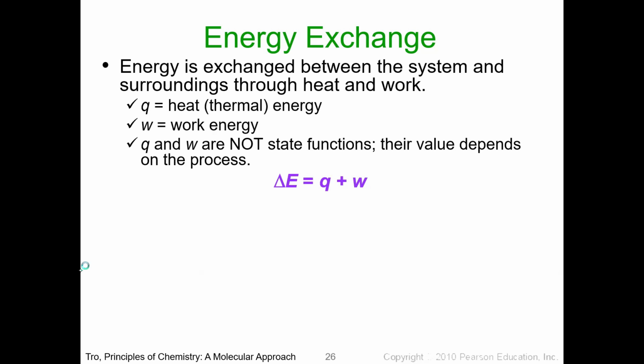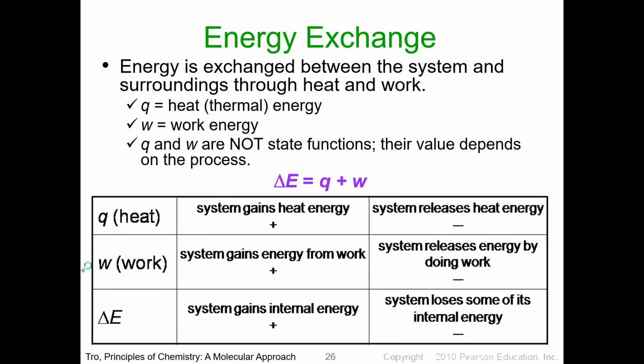Q and W are not state functions, so their values depend on the process. You should understand now that heat Q and W, which is work done, are examples of path functions. Please note this. So now we have the change in internal energy equal to Q plus W, and we have different conditions in which this formula can change.